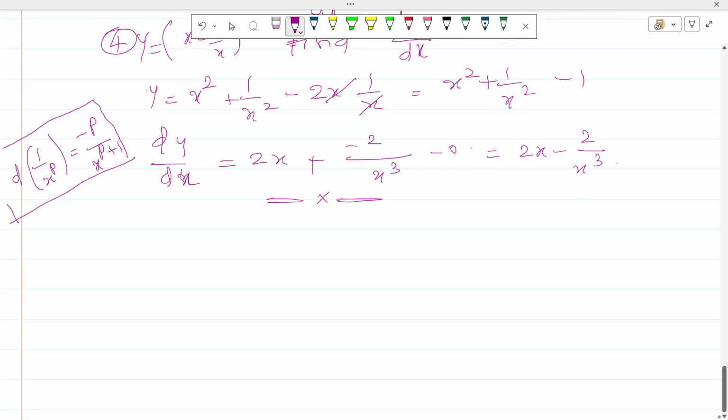In which step do you feel some difficulty when you are studying partial differentiation? Okay.